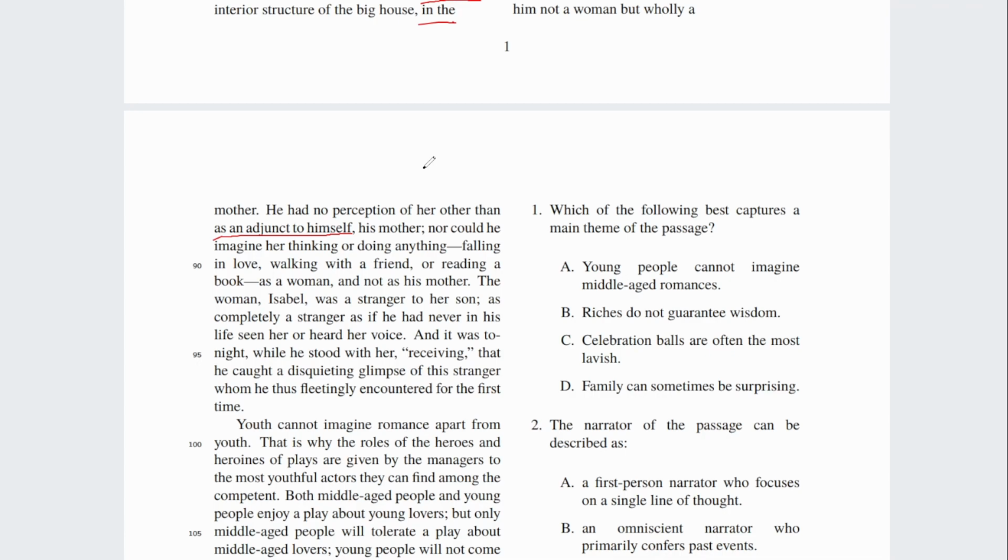He had no perception of his mother other than as an adjunct to himself, his mother. Nor could he imagine her thinking or doing anything as a woman and not as his mother. Right? Thinking or doing anything as a woman and not as his mother.